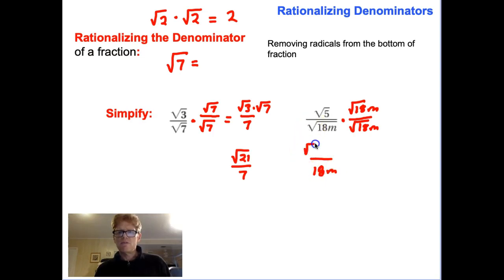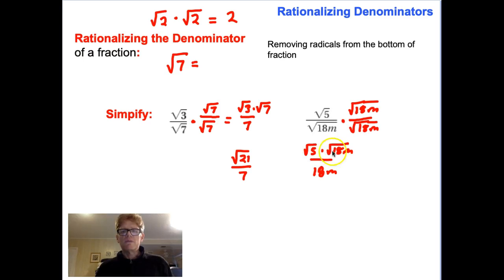It leaves us with the square root of 5 times the square root of 18m, because that extends over that, right? Do you remember that? And then we will remember our multiplication property. We can multiply 5 times 18m, those two square roots, and that's going to give us the square root of 90m over 18m. And can we simplify further?